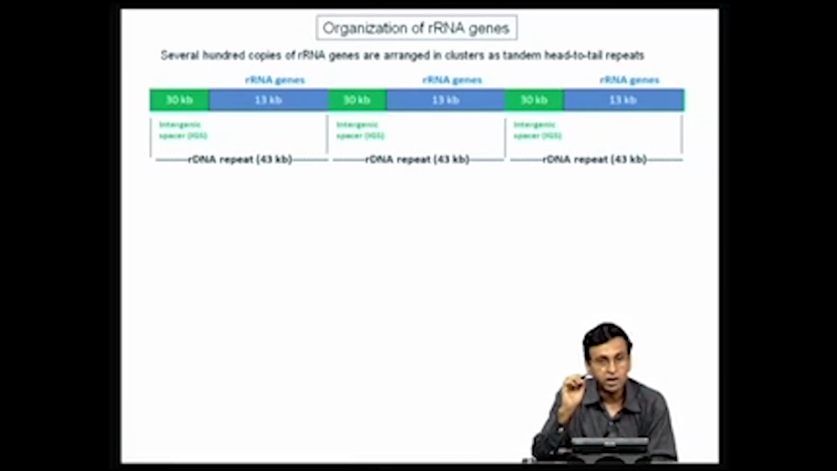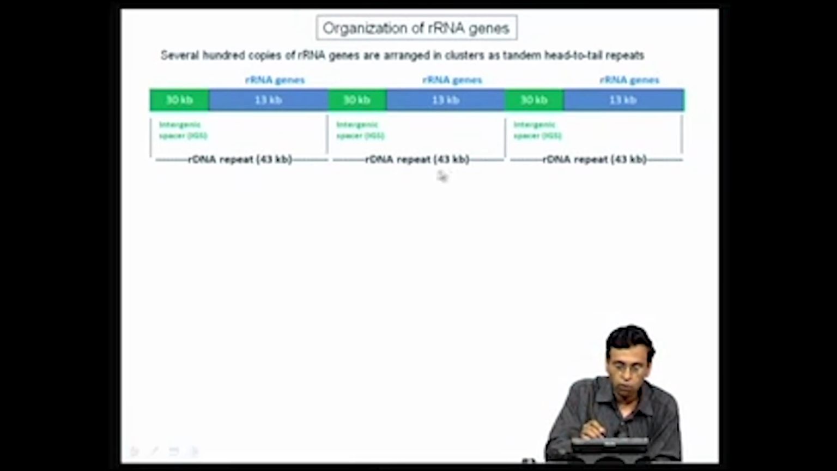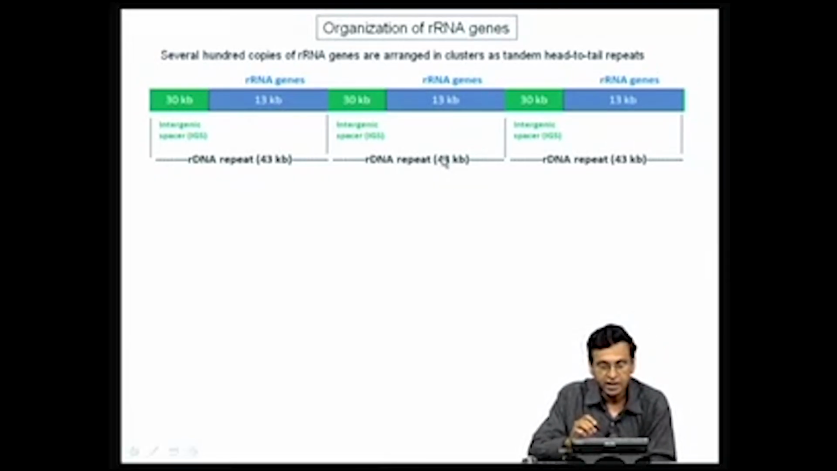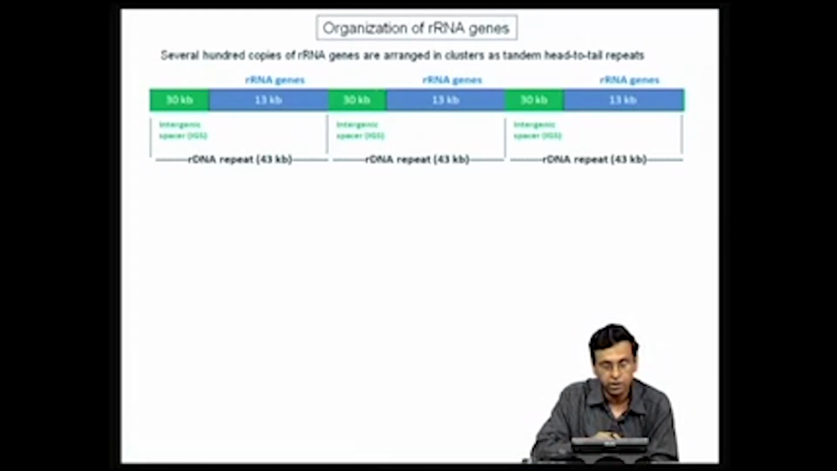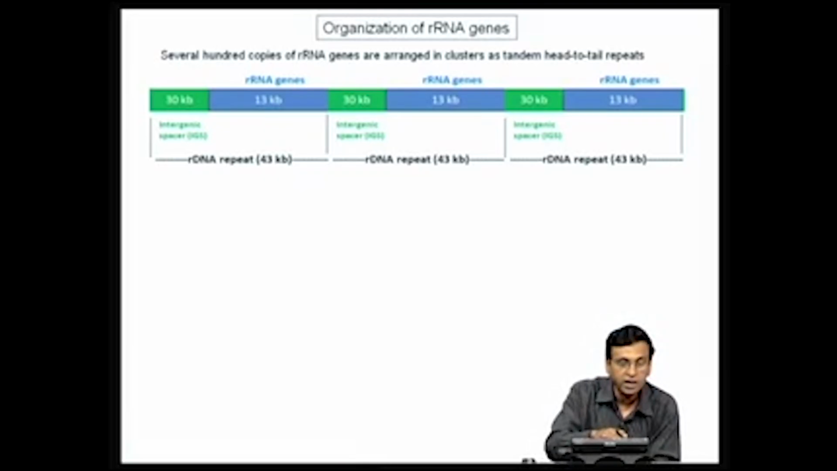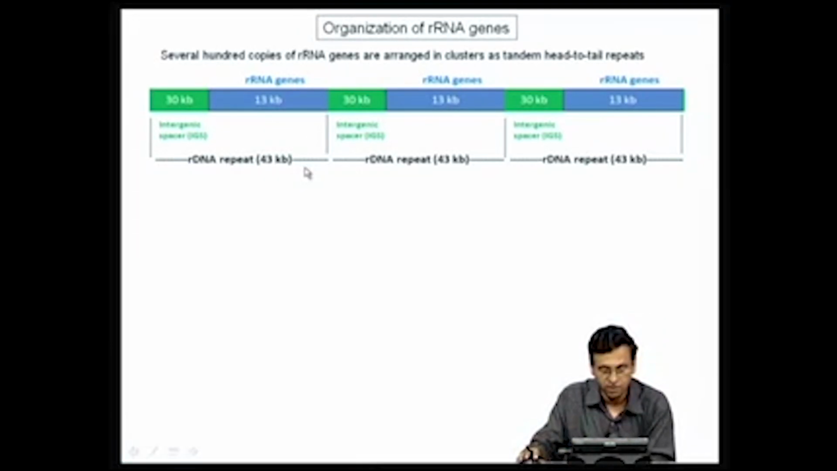Each rDNA repeat is approximately 43 kilobases in length, and it contains 2 important regions. One is called the intergenic spacer, and the other is a region which actually codes for the ribosomal RNA genes. A non-coding region and a coding region. The blue 13 kb region codes for the ribosomal genes, and the green one, which is about 30 kb, is called the intergenic spacer or IGS, which does not code for anything.